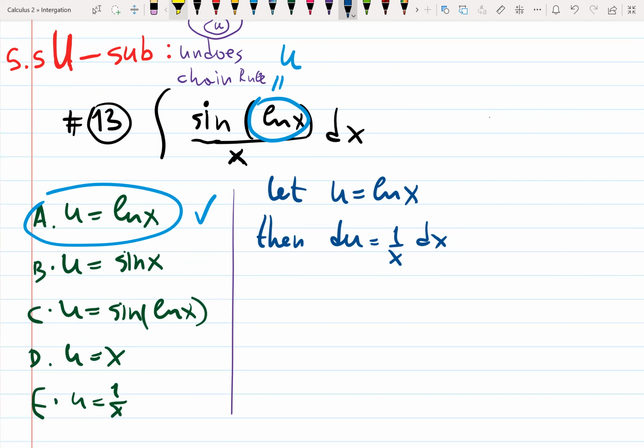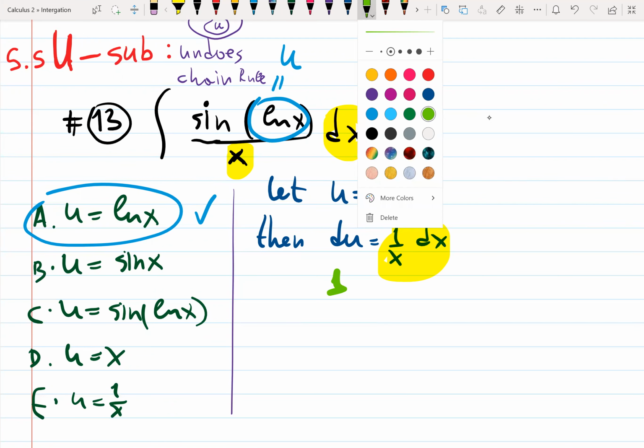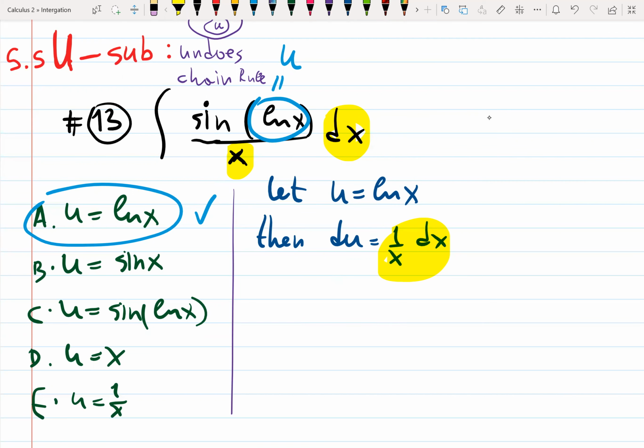Depending on how your book teaches you, I teach it this way: we solve for whatever we need. So I need dx over x. I'm looking for dx over x. In this case, it's du. But sometimes you have to solve for it, right? One over x dx can be written as dx over x, and this is du. So solve for whatever we need.